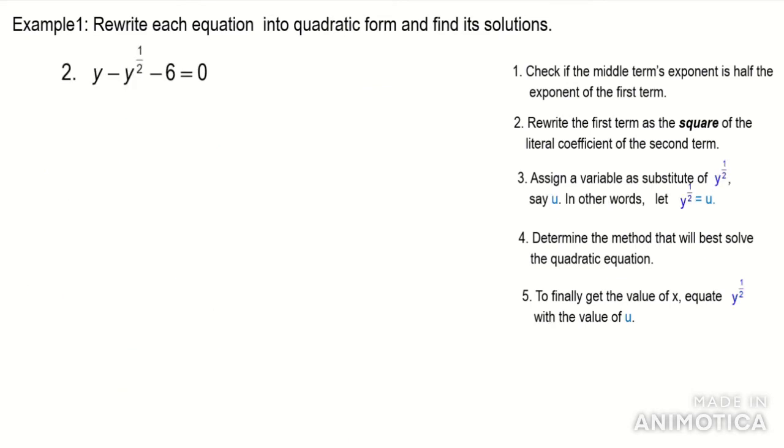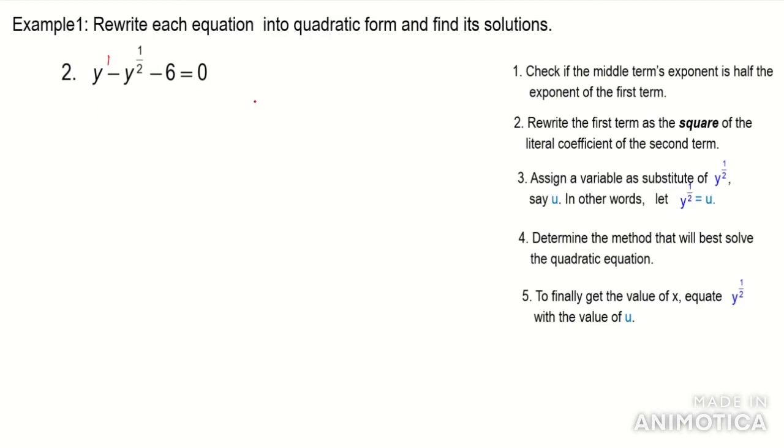Okay, so example number 2, we have y minus y raised to 1/2 minus 6 equals 0. So first step, check if the middle term's exponent is half of the exponent of the first term. Now the exponent of y here is understood to be 1. Is 1/2 half of 1? Yes, of course. I mean to say this equation can be transformed into a quadratic equation.